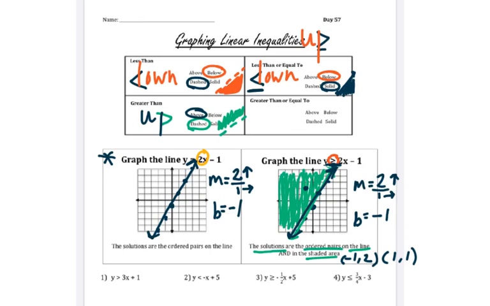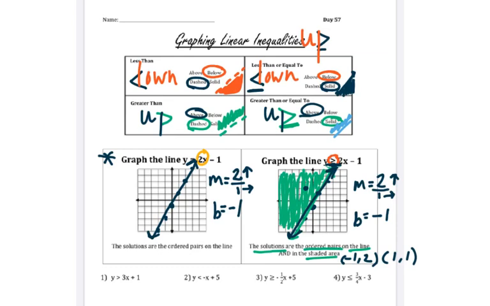Last but not least, greater than or equal to, looks like this. There is a line here, an or equal to line, so that means it's going to be a solid line through my ordered pairs. And then again, this makes the P for up. So we're going to shade above the line. So it's going to be solid. Let's go green. It's going to be a solid line, and we're going to shade above.